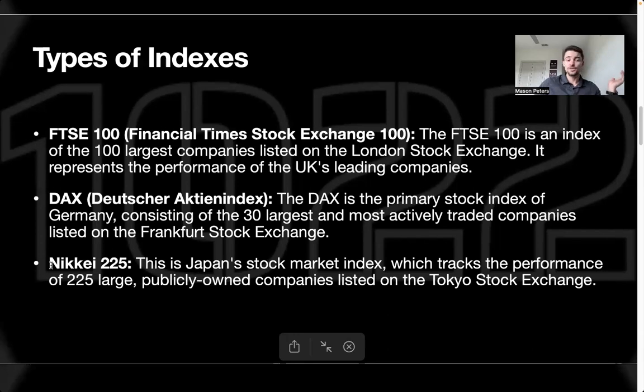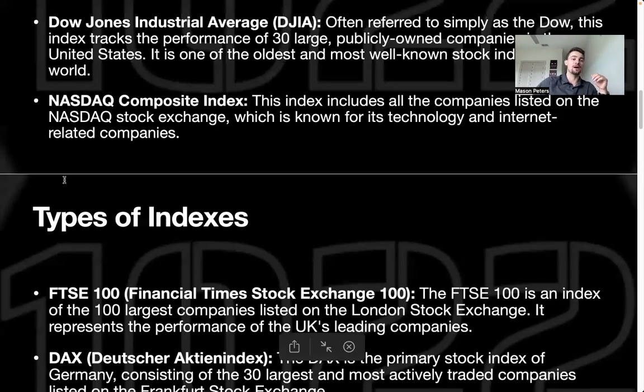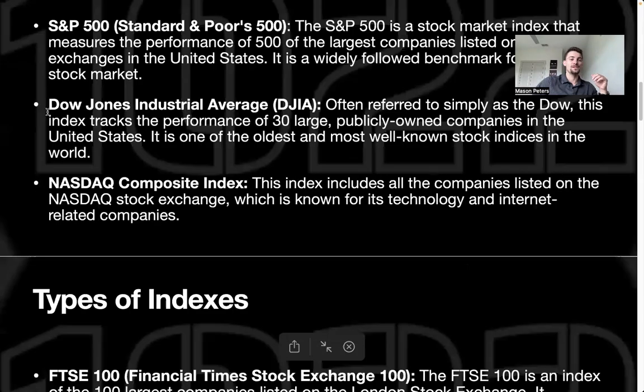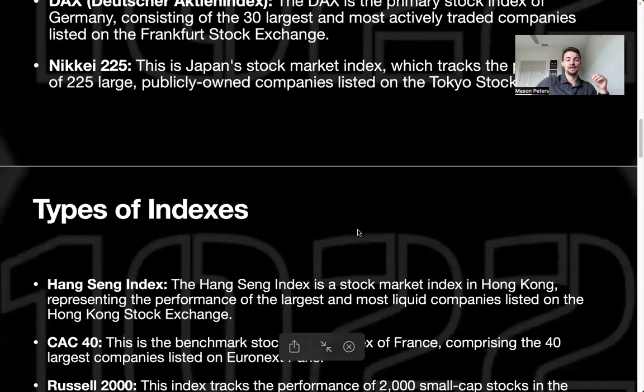The Nikkei 225. I don't know how to pronounce that. That one is the Japanese stock market index. This tracks the performance of the 225 largest publicly owned companies listed on the Tokyo Stock Exchange. So now we're getting into some other countries, right? These are America's, and then this is London, this is Germany, and this is Japan's.